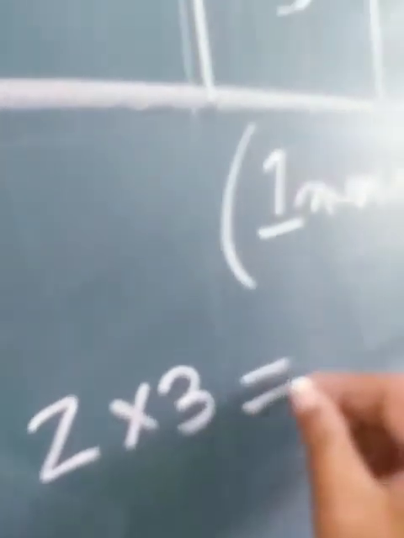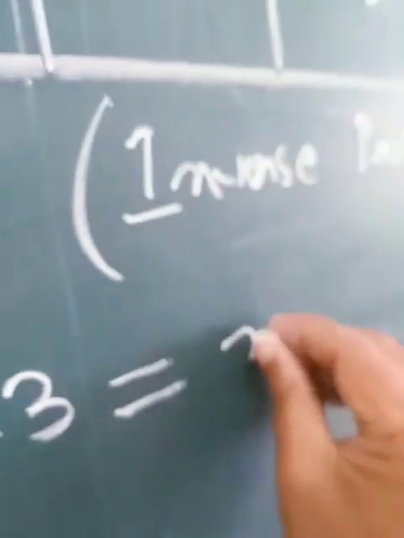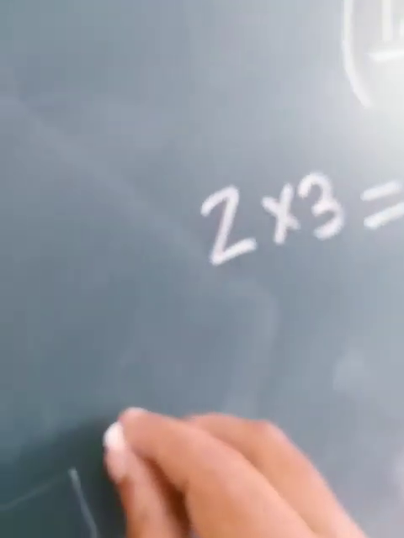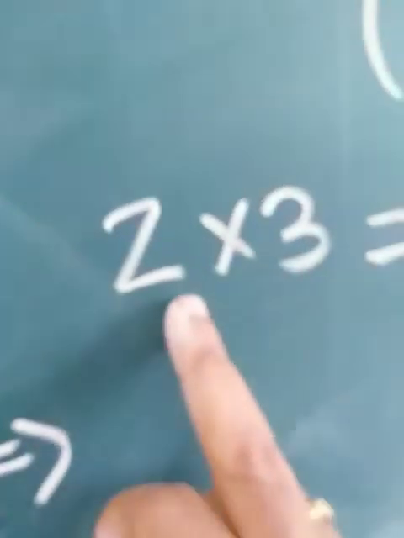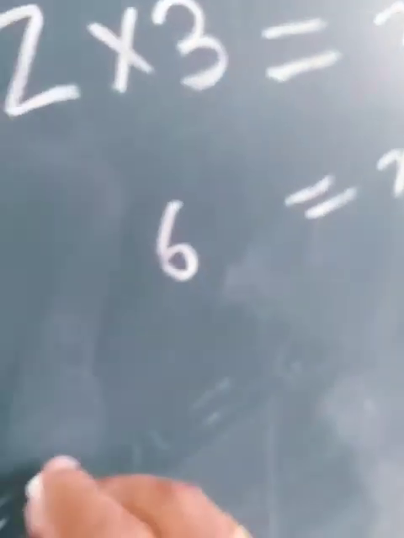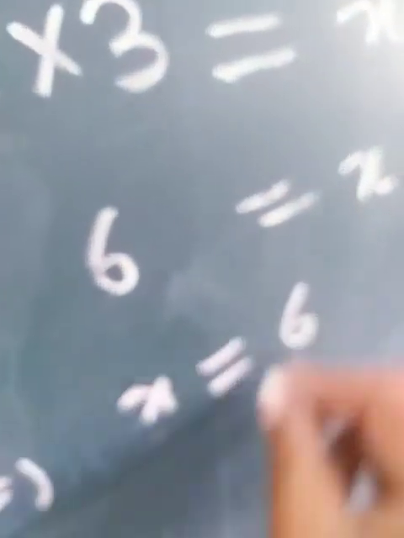2 into 3, and that would be equal to x into 1. So now we'll go with the solution. 2 into 3 is what? 6. And what is the value of x into 1? x. So it is again x. That is, x is 6.